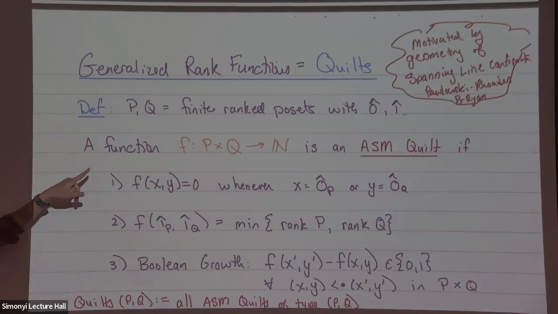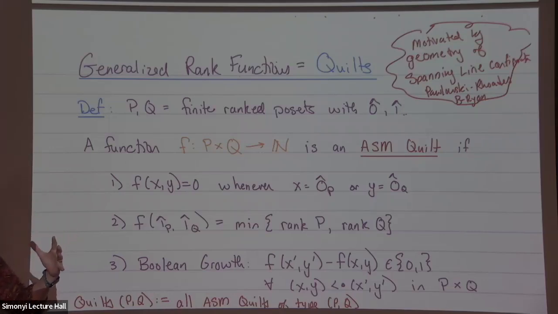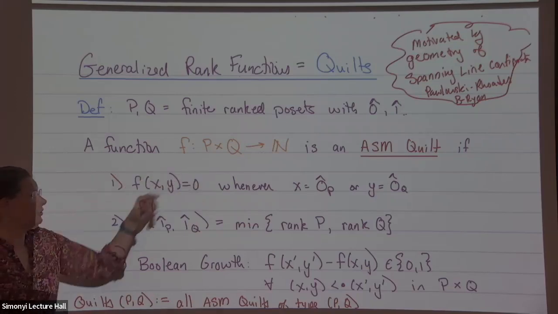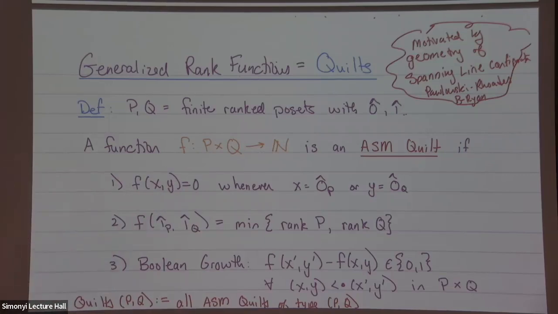So take a picture or write down whatever you need to do. A function f from P cross Q. The poset, does everybody know what it means to take the product of 2 posets? You just take one of the copies of the poset, replace every element by the other one, and then the implied edges go along. So it's a function from P cross Q to the natural numbers such that it's going to be an alternating sign matrix quilt, ASM for short, if it has these three properties.